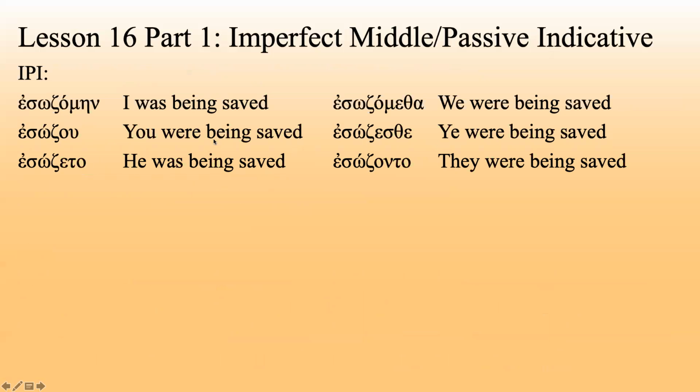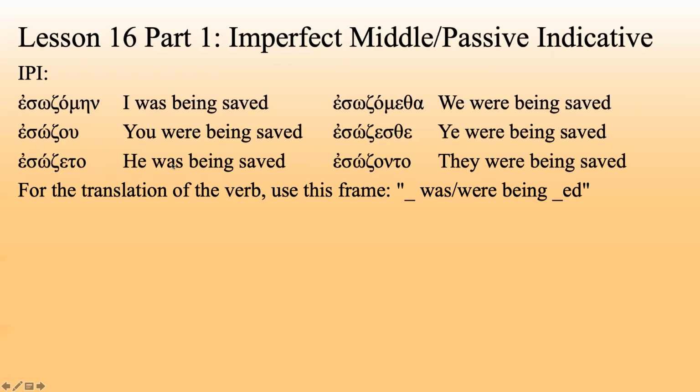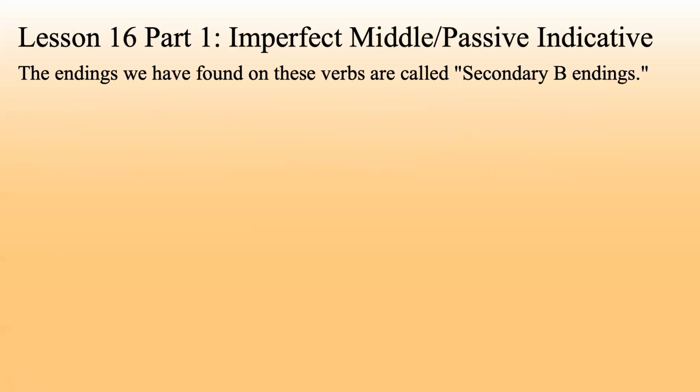It's passive, so we have to have a form of be right before the past participle. Then because it's progressive, we have to have a form of be with an -ing. So we have was being or were being, was and were because we're in the past tense. For the translation of the verb, we're going to use this frame: I was or were being, or blank was or were being blanked. The endings we have found on these verbs are called secondary B endings.